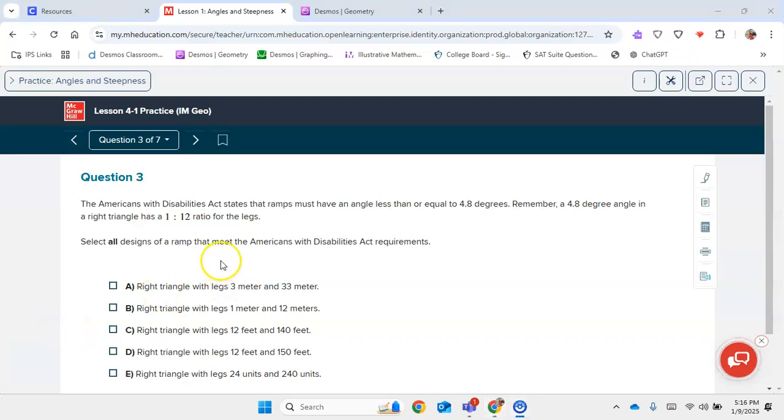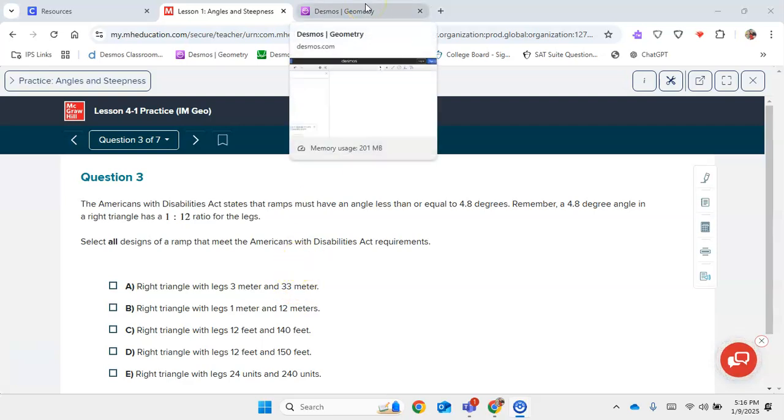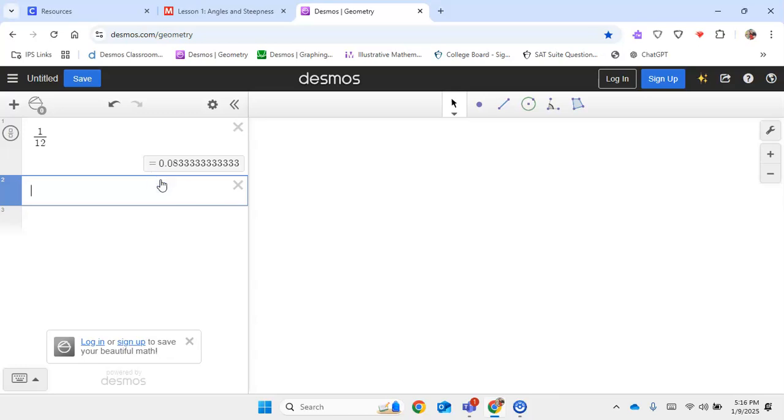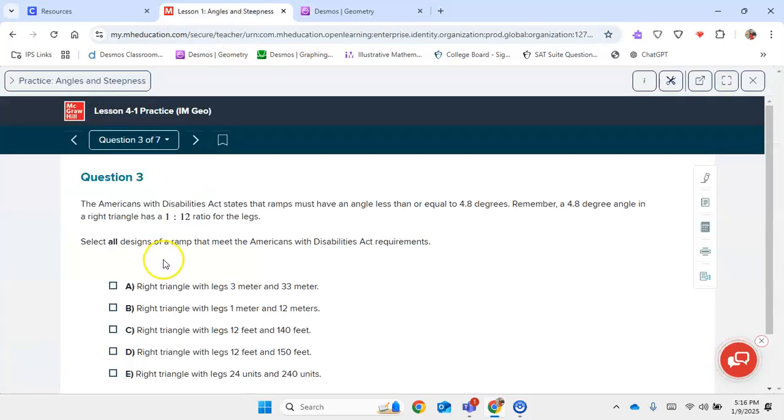Right triangle with legs 3 meters and 33 meters. So 3 divided by 3 is 1, and 33 divided by 3 is 11, and that is greater than 1/12, so that wouldn't work. We remember that 1/12 is that number, and then 3 divided by 33, that number is greater, so that would not work.